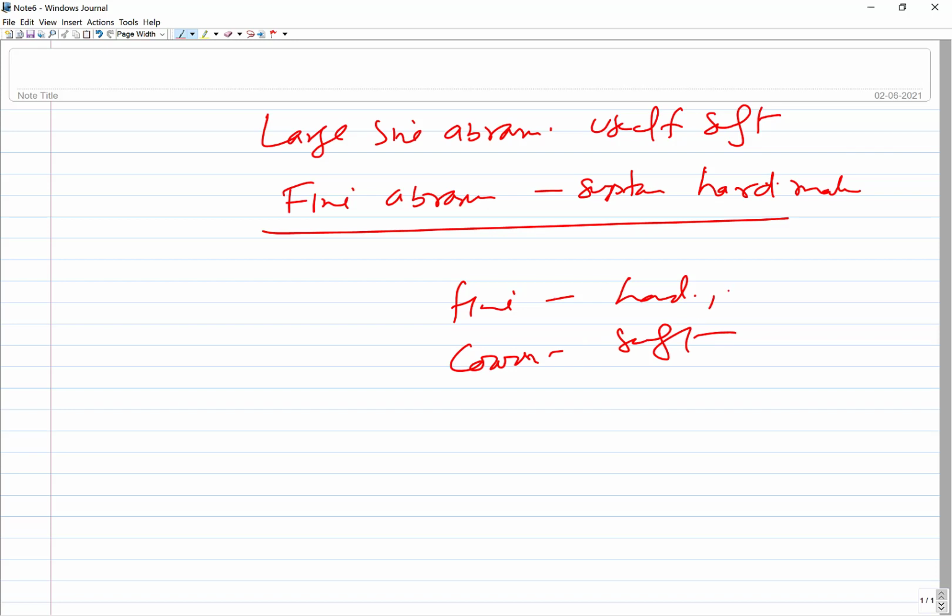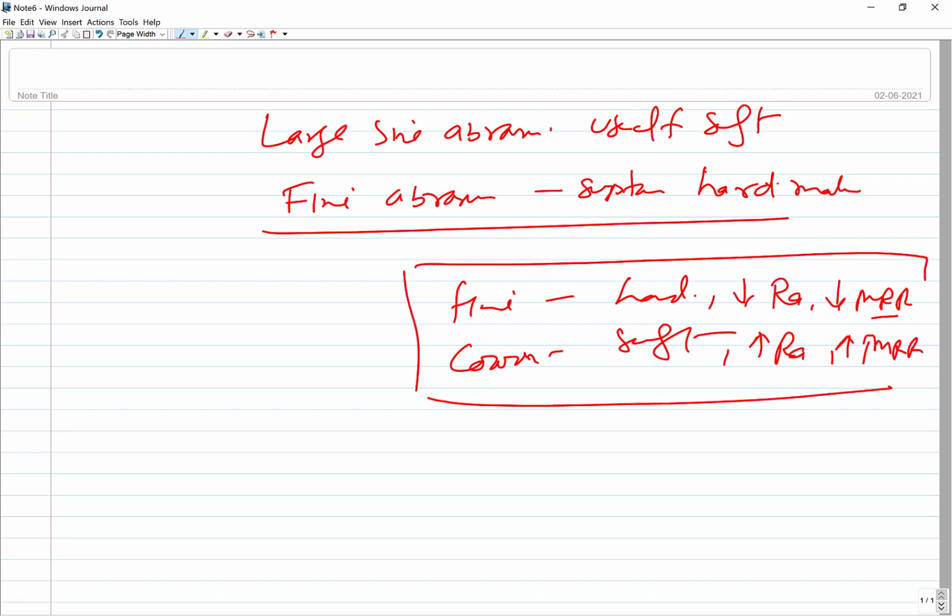Fine abrasives give low Ra and low MRR, and the coarse abrasives will lead to high Ra and high MRR. Okay, so these are the three things related to the size of the abrasives. Fine abrasives for hard materials, for lower Ra value, lower MRR. Coarse abrasives will be good for softer materials, higher Ra value and higher MRR.